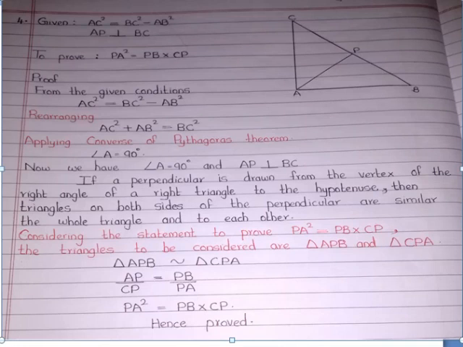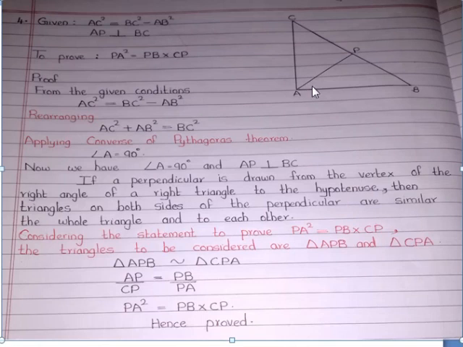Now fourth one. In your question, you are given that AC square is equal to BC square minus AB square. Okay, in your question, it is not directly given that your triangle ABC is a right angled triangle, but you have given that AC square is equal to BC square minus AB square. So that is a condition of Pythagoras theorem. Rearranging, you will get this. So applying converse of Pythagoras theorem, you will prove that angle A is 90 degree.